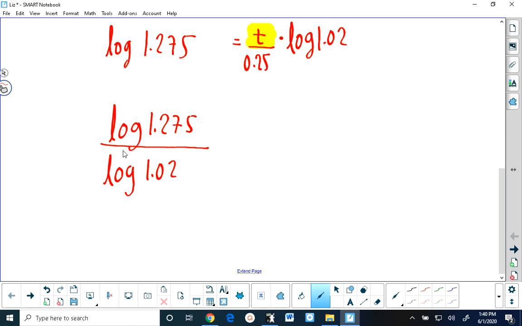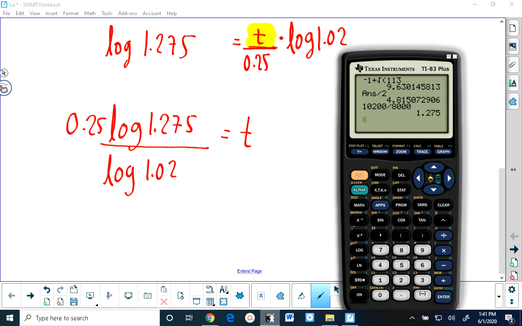Whenever you rearrange an equation, you always do the opposite. So if we were multiplying by log of 1.02, to get rid of it, we divide. The other thing is we're dividing t by 0.25, so we're going to have to multiply both sides by 0.25. And now you can go ahead and put that into your calculator, and that's how you find t.